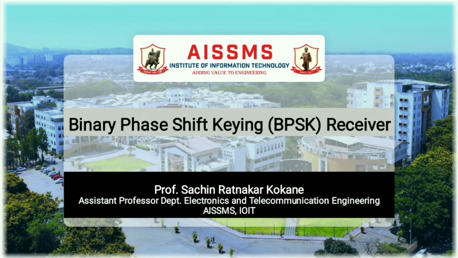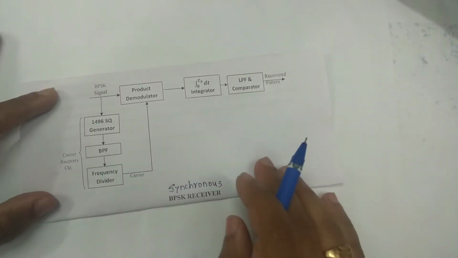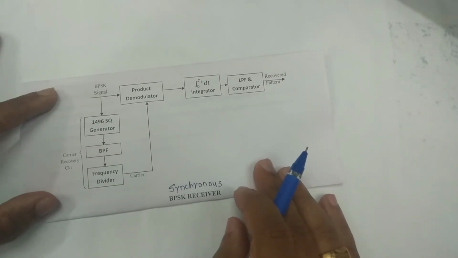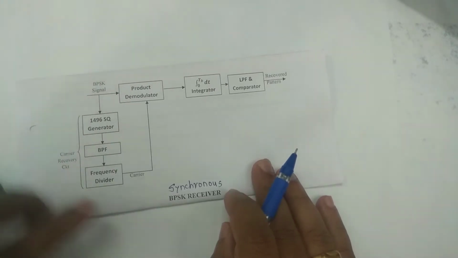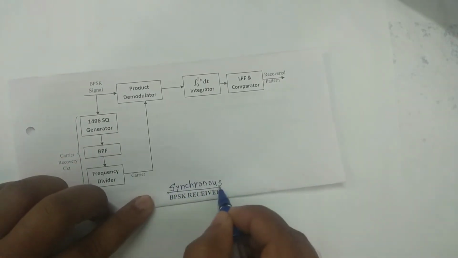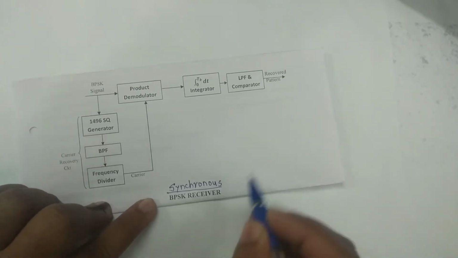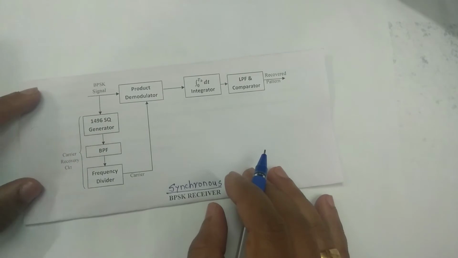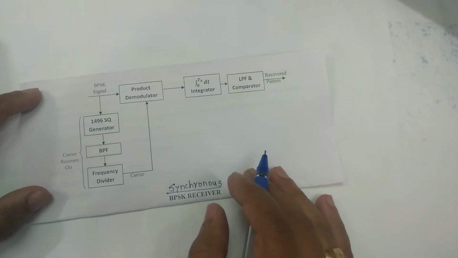Today we will be seeing the receiver of one of the modulation techniques, that is binary phase shift keying. Let us see how to demodulate a BPSK signal. So here we are going to see a synchronous BPSK receiver. We call it synchronous because for demodulation we need a carrier which will be exactly similar to the carrier used at the transmitter side for modulation.